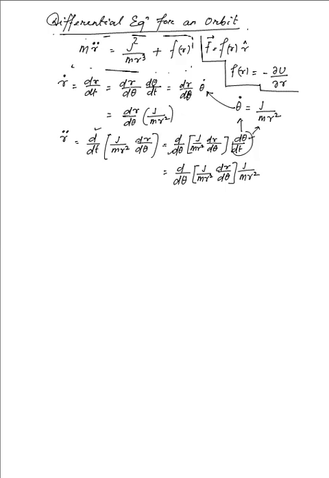Now let's do a bit of substitution if we can. We substitute a variable u for 1 by r, such that when you have du by d theta, what you get is minus 1 by r squared dr by d theta. Now looking at this part of the equation, it looks familiar, doesn't it? So we just substitute that value over there.